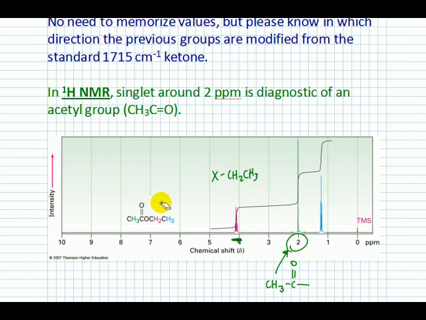The exam will most likely have an NMR spectrum of some kind of compound like this that you'll have to decipher with the help of IR or chemical formula or mass spec information. So that's it for now.